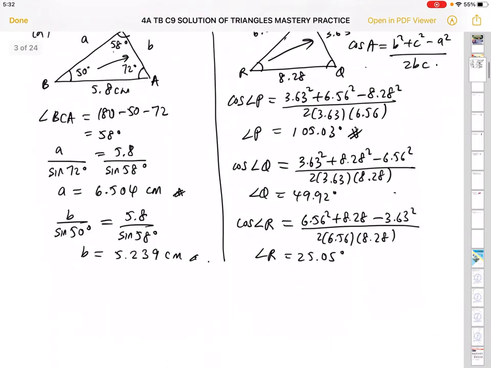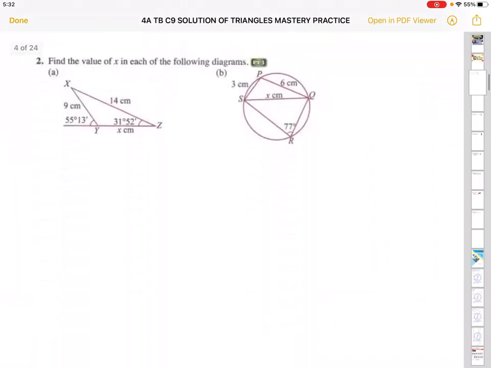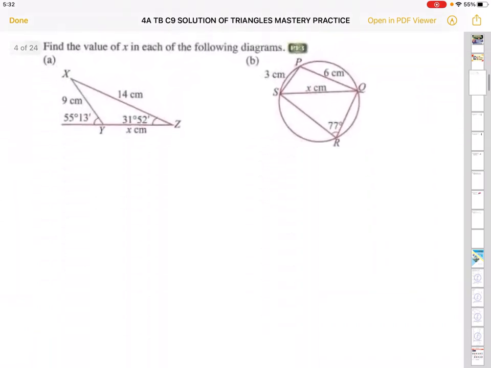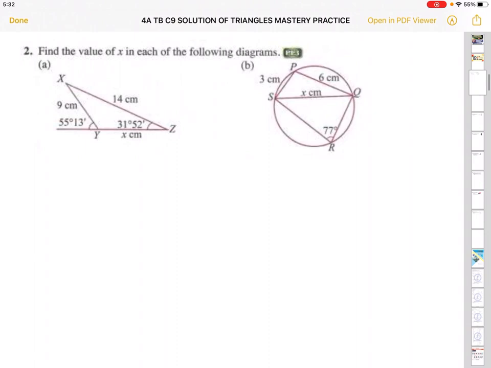Let's move on to number 2. This diagram looks very small, I will zoom in for you. For the first part, we have to use the sine rule. Maybe I find this angle first.